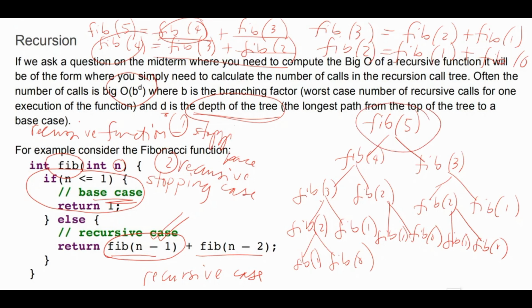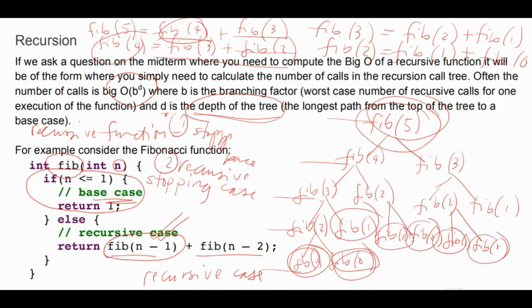It is 5, right? 1, 2, 3, 4, 5 levels in the recursive tree. The depth of the tree is 5, from the original recursive call up to the base. Okay, the base or stopping case is when n is less than or equal to 1. Okay, so fib1 is base case. This is base case. All of these are base case. And the levels, the number of levels in the tree is 1, 2, 3, 4, and 5.